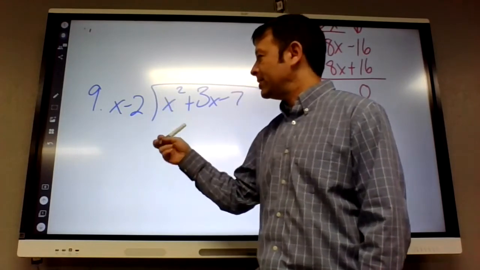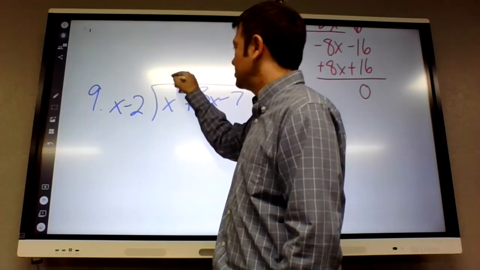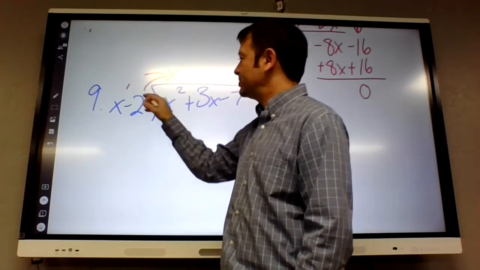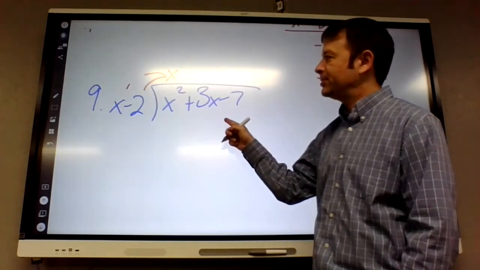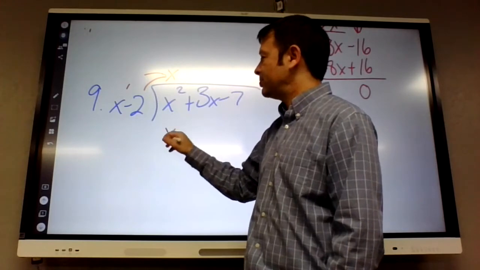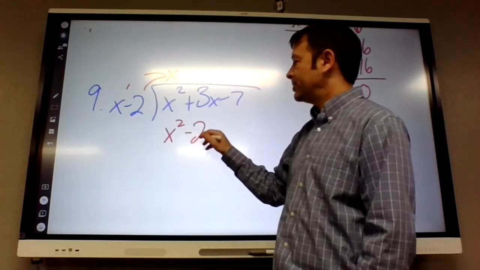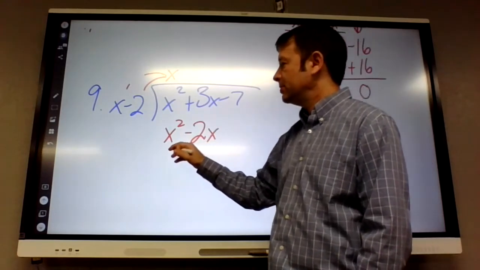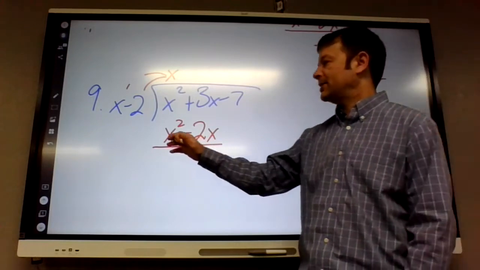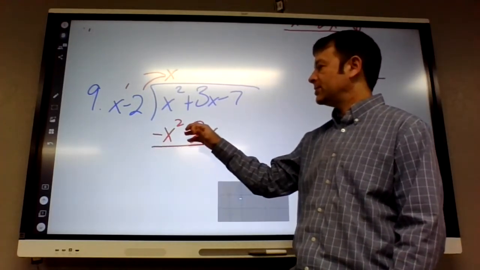X times what equals x squared? X. Okay, then you do x times this, put it down here, and subtract. X times x is x squared. X times minus 2 is minus 2x. But we're subtracting that bottom line, so this actually becomes minus x squared. Minus minus 2 makes it a plus 2.